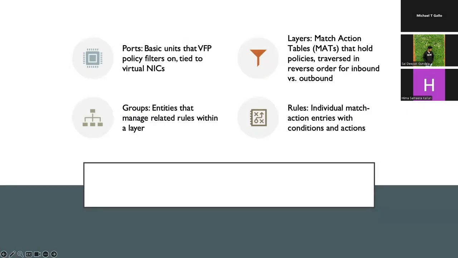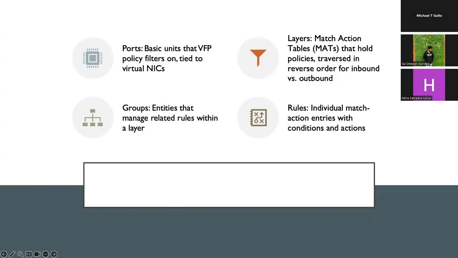VFP policy object model. The ports are fundamental units in VFP where policy filtering is applied. Each port is typically associated with a virtual NIC, and it's the point where traffic enters or exits a virtual machine. So the layers are implemented as match action tables. These hold the policies that define how packets should be handled for inbound traffic. Layers are processed in reverse order compared to outbound traffic, ensuring correct rule application based on direction.